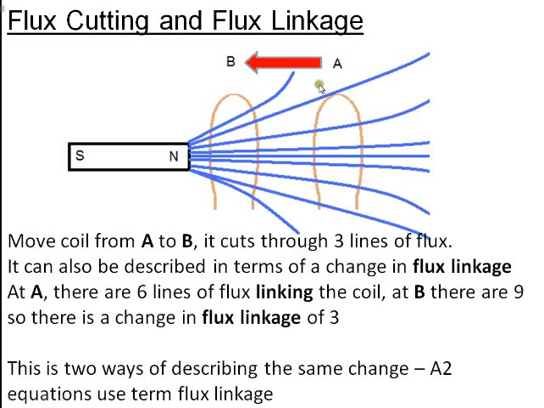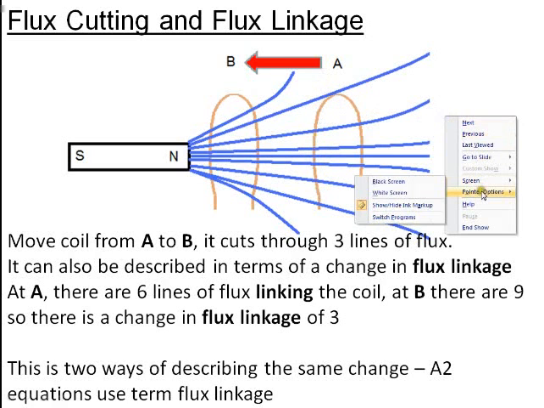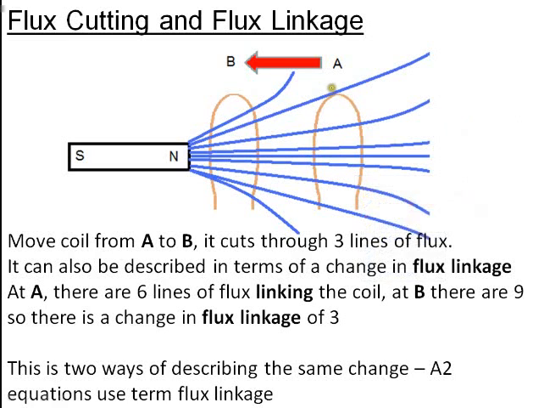So if you have a look here, it's going to cut through this line. It's going to cut through there. It's going to cut through there. So it's going to cut through that one as it moves. It's going to cut through this one as it moves. And at the bottom here, it's also going to cut through that one as it moves. So you can see it's cut through 3 lines of flux. But you can also do this in terms of a change in the flux that's linking the coil.